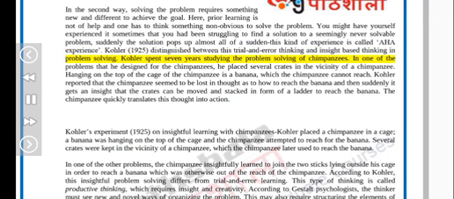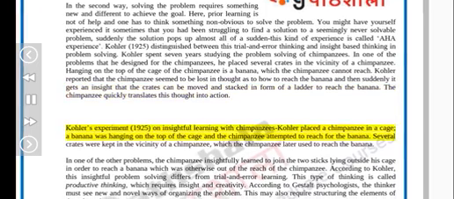Kohler spent 7 years studying the problem solving of chimpanzees. In one of the problems that he designed for the chimpanzees, he placed several crates in the vicinity of a chimpanzee. Hanging on the top of the cage of the chimpanzee is a banana, which the chimpanzee cannot reach. Kohler reported that the chimpanzee seemed to be lost in thought as to how to reach the banana, and then suddenly it gets an insight that the crates can be moved and stacked in form of a ladder to reach the banana. The chimpanzee quickly translates this thought into action.